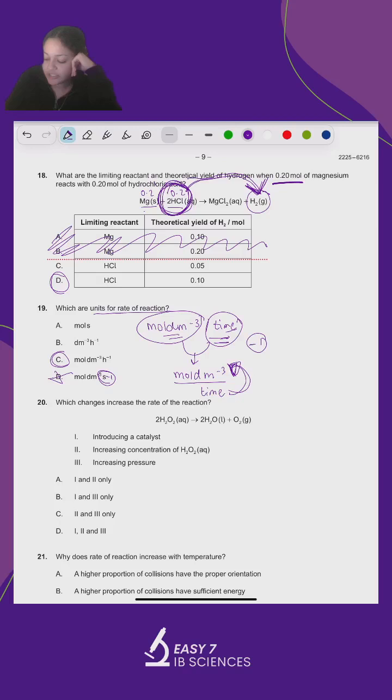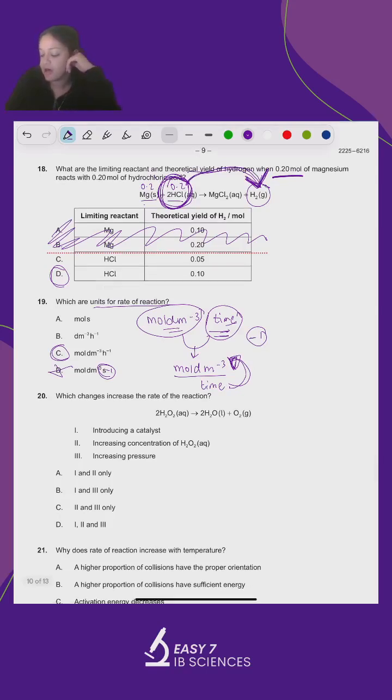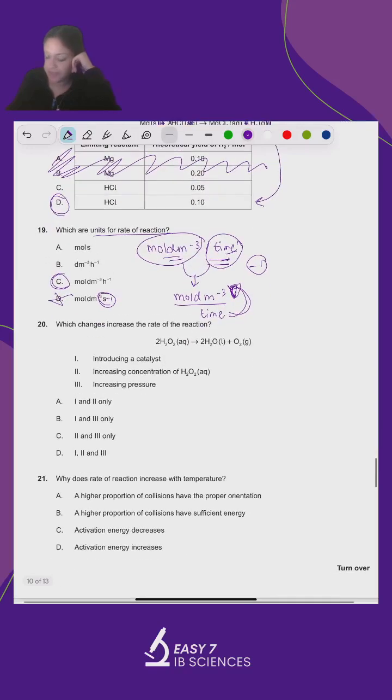Okay, so because HCl is limiting, you have to make sure that you use the moles of the HCl, so 0.2, and you have to apply that to the hydrogen. Because it's a 2-to-1 ratio for the HCl and the hydrogen, the theoretical yield of hydrogen is going to be half of the HCl moles, which is 0.2 divided by 2, so that's why it's 0.1. So hopefully that helps out.